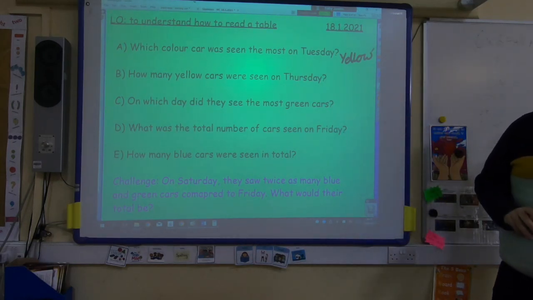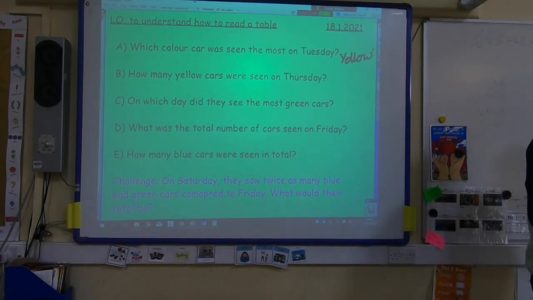How many yellow cars were seen on Thursday? Mably, what have I got to do this time?